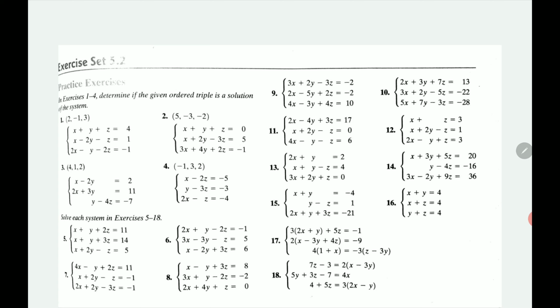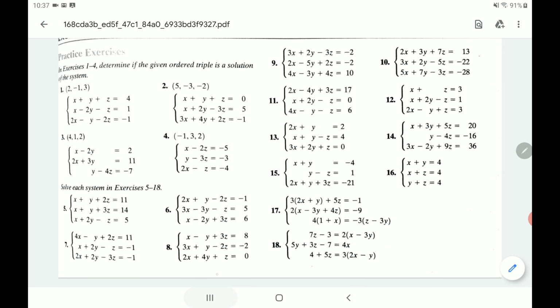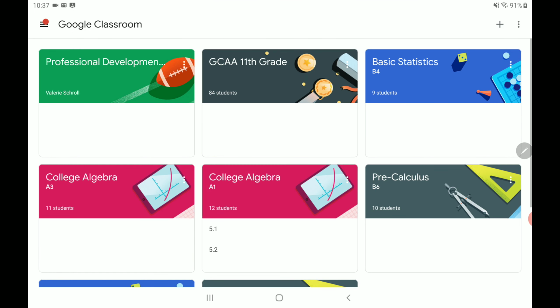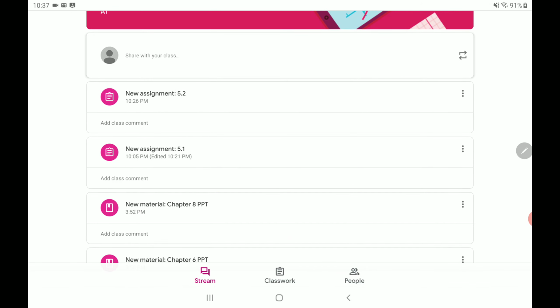If you have a question, put it on the discussion board. I don't care which class you're in because I'm doing this for both classes. So again, you have the option to comment, like 5.2, add class comment. You can comment on any one of these saying, please help me with number whatever, and I will make a short video of trying to do that question with you guys, or just do that question for you so you can see how it's done.